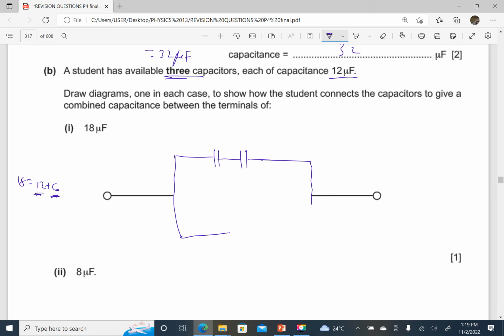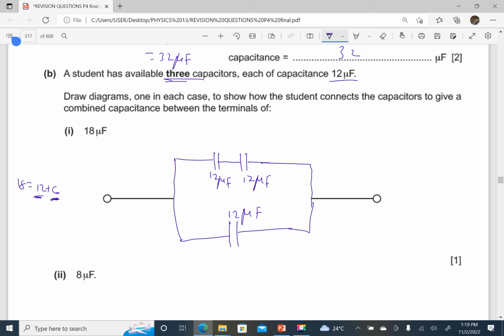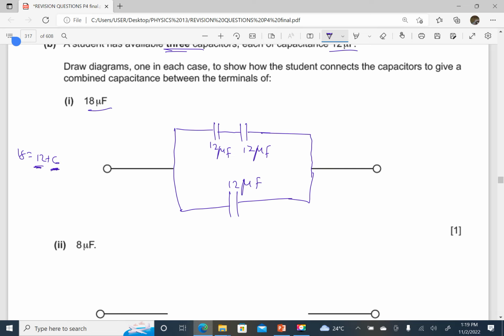And then they should be in parallel with the one which is of 12. So this is 12 microfarads, 12 microfarads, 12 microfarads, and I think the total is 18. You can check. Those in series give me 6 because that is 12 times 12 over 12 plus 12, which is 144 over 24. 144 divided by 24 is 6. Then plus 12, that is 18.